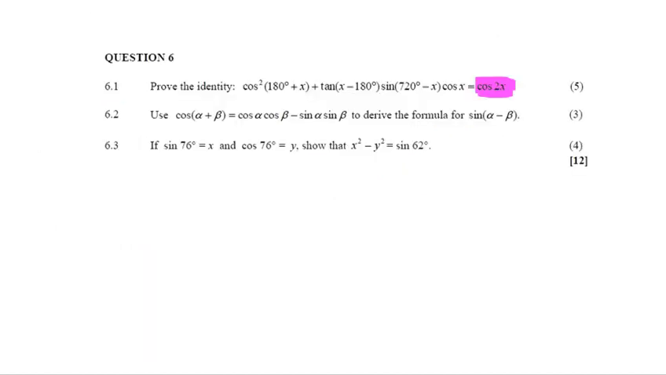Okay, so let's go to the next question. The next question says use cos alpha plus beta equals to cos, okay, that's a double angle, to derive the formula sine alpha minus beta. So they want us to derive this formula.